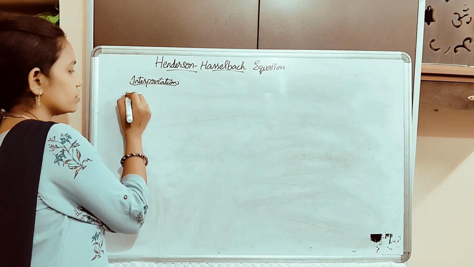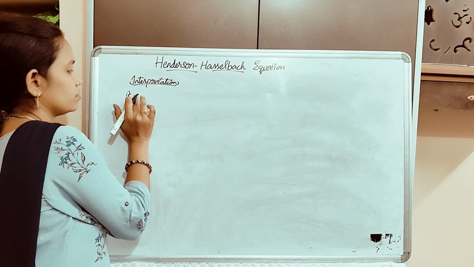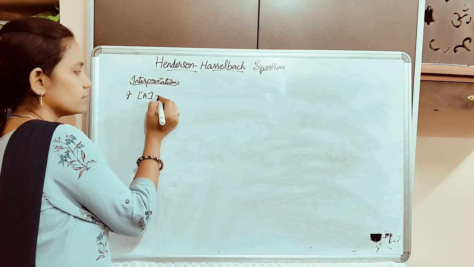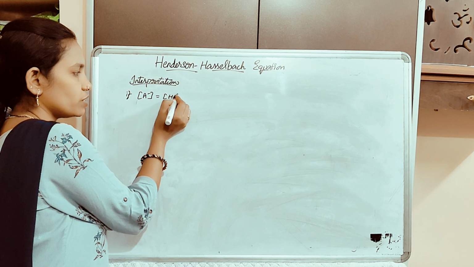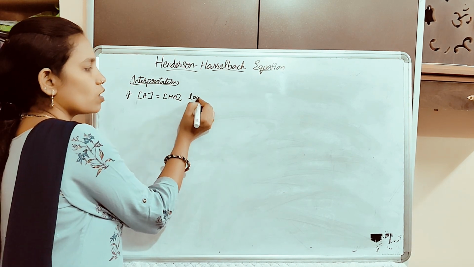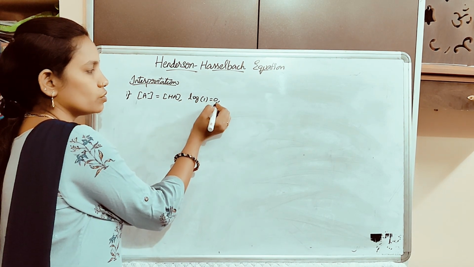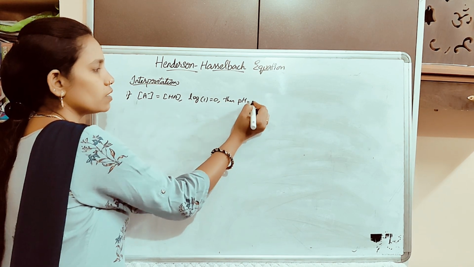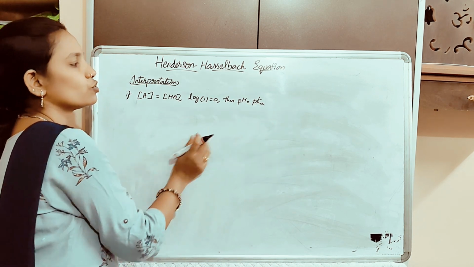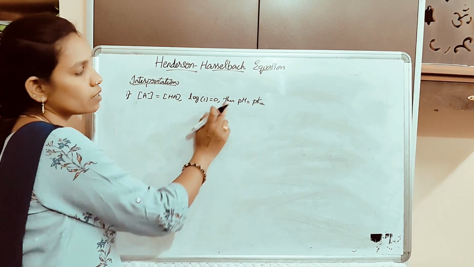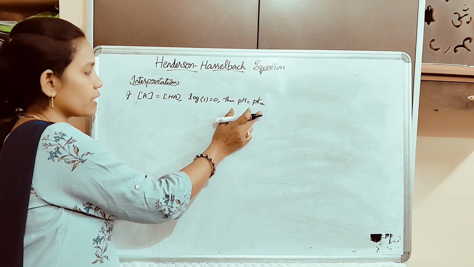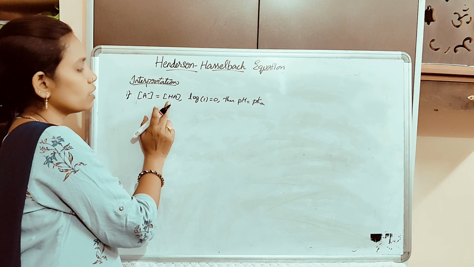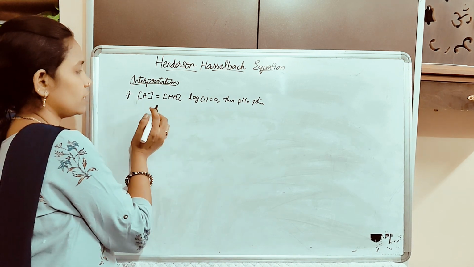First, if concentration of A minus is equal to concentration of HA, then log 1 will become 0. So what will happen to the pH? pH will be equal to the pKa, right? So here the buffer solution works best when pH is equal to pKa, meaning when the concentration of conjugate base is equal to the concentration of weak acid.